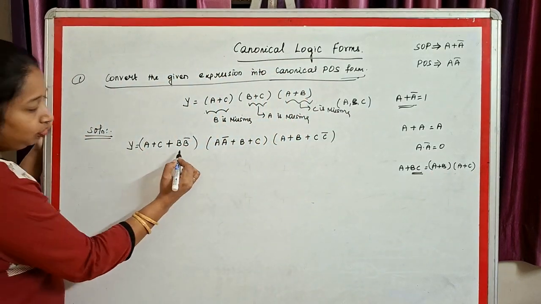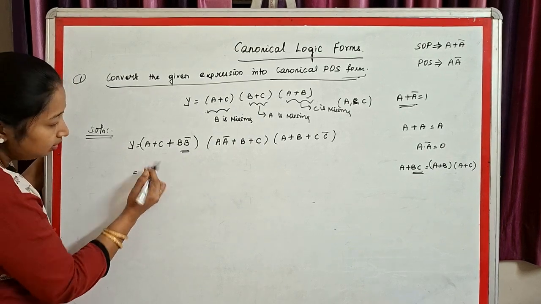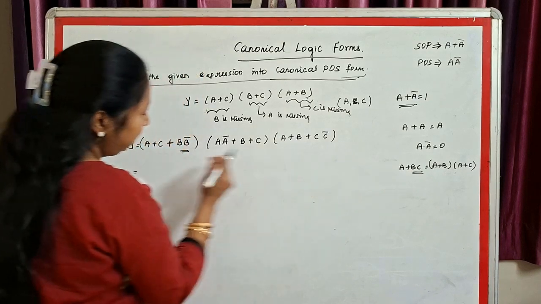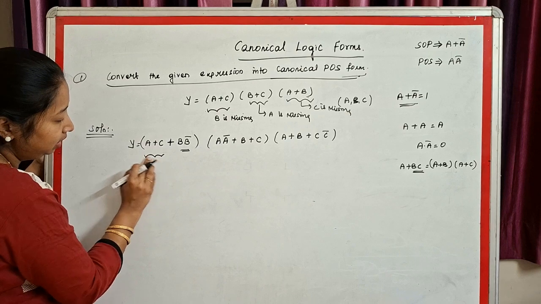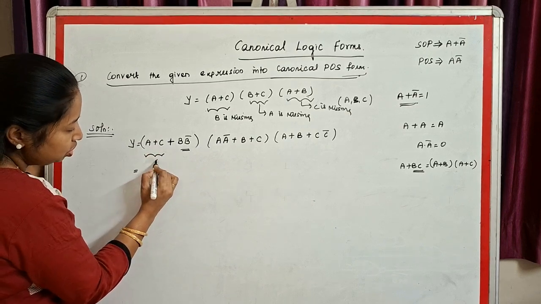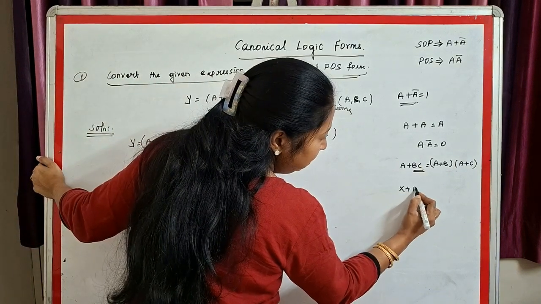In a similar way, we have two product terms here. So how will you expand this entire term? You can assume it as A. This entire term, if you assume it as A, let me take another variable. This entire term, if you assume it as X, this is something like X plus B bar.